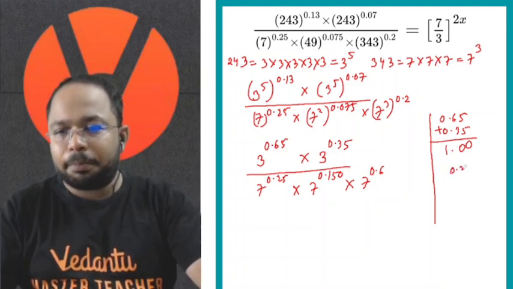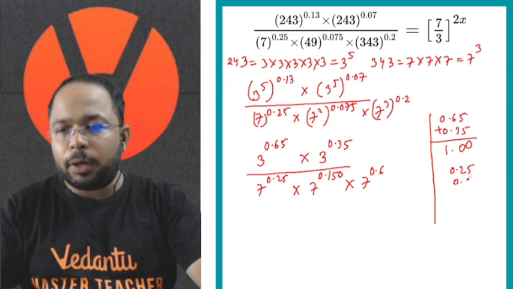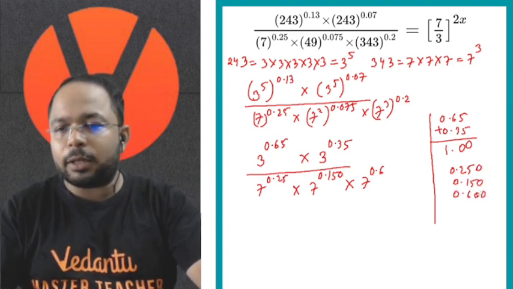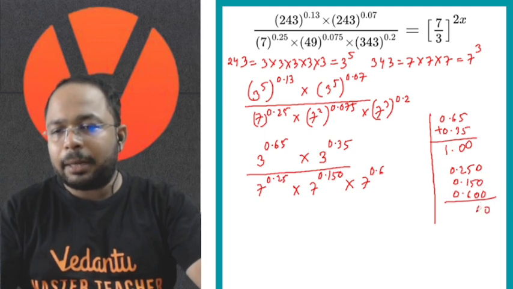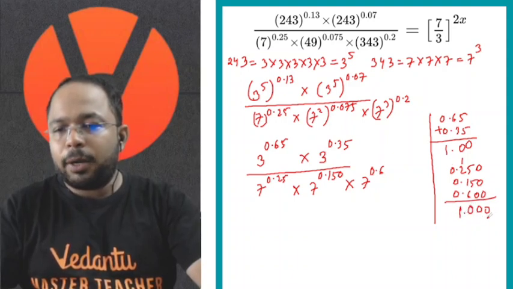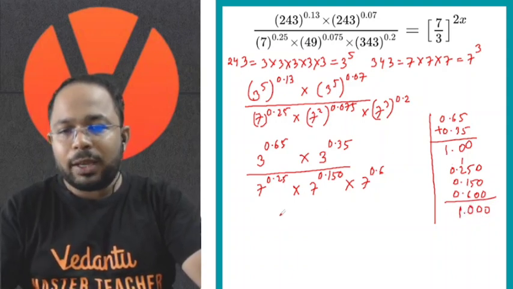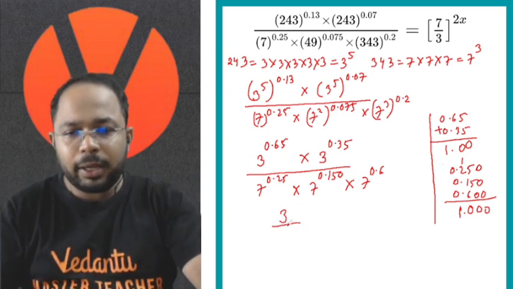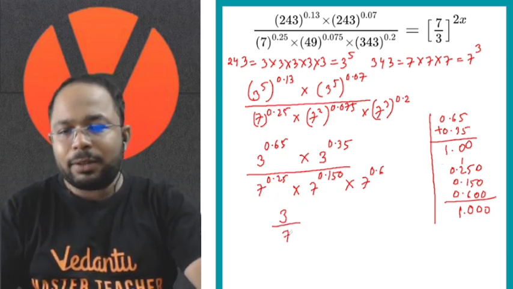Similarly, if we add 0.25, 0.150 and 0.6, and there is nothing on the other side, we can put a 0. So ultimately adding up, 6 plus 7, 7 plus 2 is 9 and carry 1, 10. So we get 1.000. So we are getting the above 3 to the power 1, which is 3 only, and 7 to the power 1, which is 7 only.